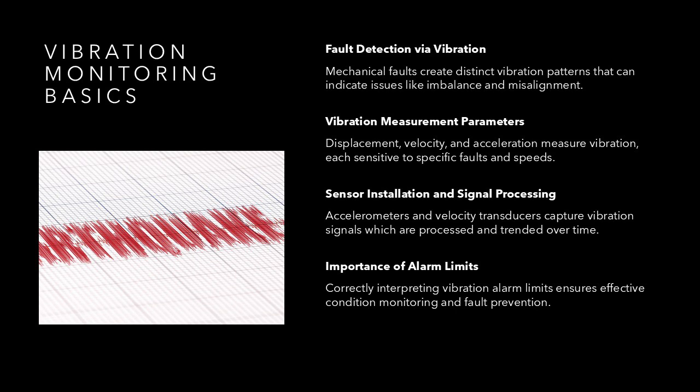Sensors such as accelerometers and velocity transducers are installed on bearing housings to capture vibration signals during operation. These signals are then processed and trended over time. Understanding these basics is critical because alarm limits are applied to measured vibration values. Without an appreciation of how vibration is generated, measured, and influenced by operating conditions, alarm limits may be misinterpreted or misapplied, reducing the effectiveness of the monitoring program.